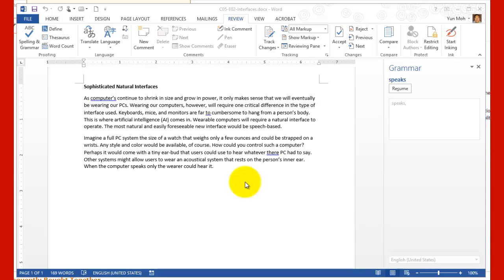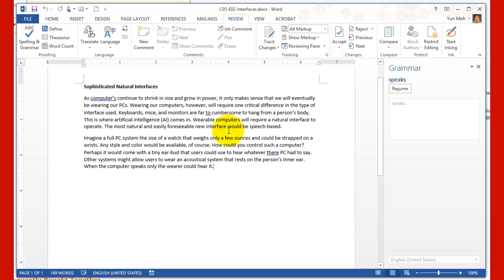This is exercise 5.2a. We will cover the entire 5.2 in this video, starting with checking grammar in a document. So I'm looking at page number 137. I have already opened interfaces.docx and then saved it as CO5 EO2 interface.docx.